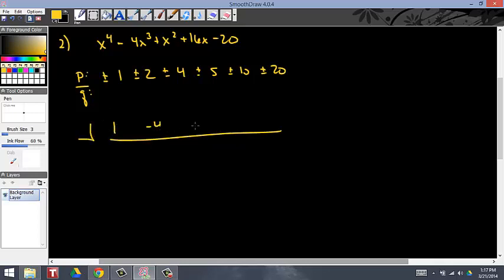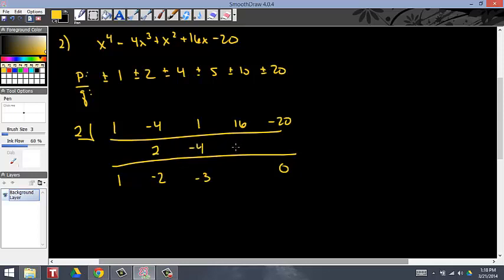1, -4, 1, 16, -20. What am I hoping for as my remainder? I want 0. Let me see here. Let's try 2. Did 2 work? Oh, it did. Okay, cool. So 1, and then we go 2, -2, -4, -3, -6, 10, 20.